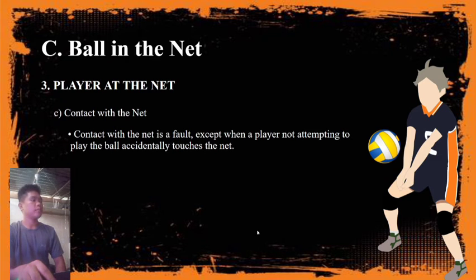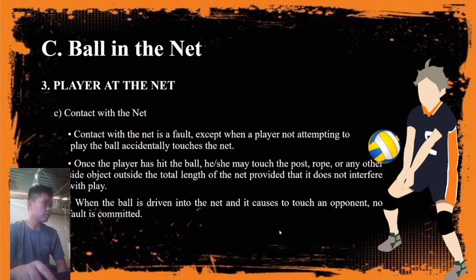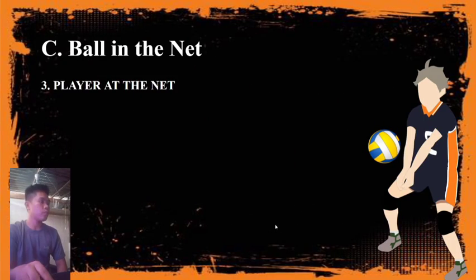Contact with the net. Contact with the net is a fault, except when a player not attempting to play the ball accidentally touches the net. Once the player has hit the ball, he or she may touch the post, rope, or any other object outside the total length of the net provided that it does not interfere with the play. When the ball is driven into the net and causes it to touch an opponent, no fault is committed.